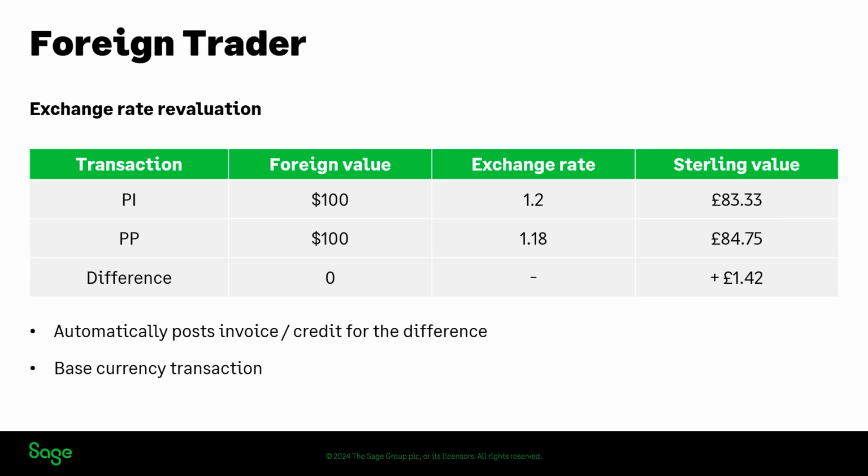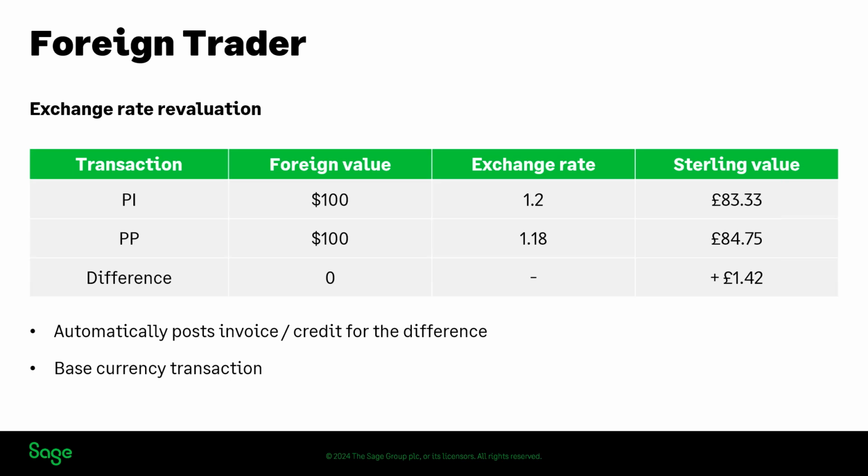It's not a difference in the foreign value. We invoiced 100, we paid 100. But if we were doing this manually, if let's say we weren't using Foreign Trader, we would have had to sit there with a calculator and we would have keyed in the invoice at £83.33. And then when we made our payment, we would have said, right, we're paying them $100. What's that based on the current exchange rate? We would have actually paid them £84.75, just to zero out the account.